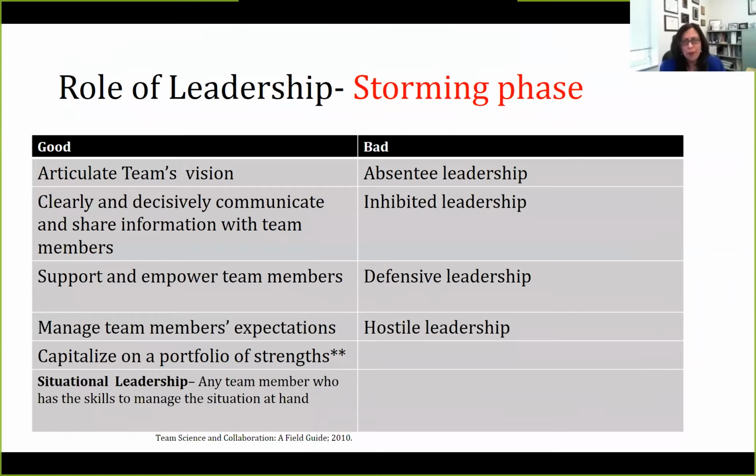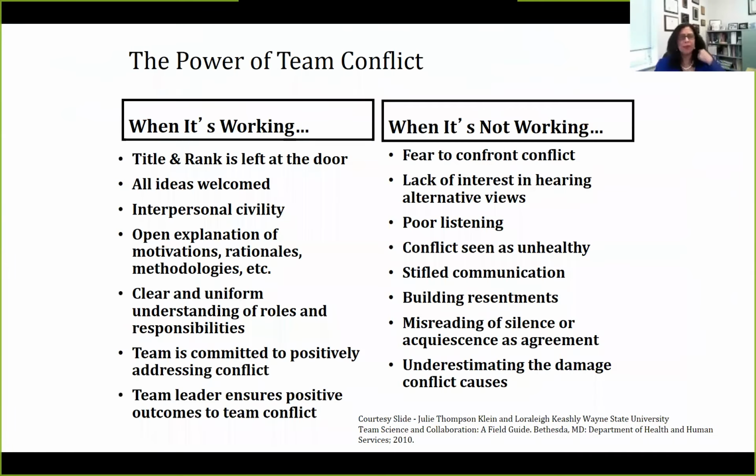And there are also a couple of papers I've given you at the end of this presentation, that there is also a collaborative contract you can have a team member sign. And those things come way early on, and your storming phase would be the phase to do it. This slide is also taken courtesy of Julie Thompson and her group. They've used the Team Science collaborative guide.